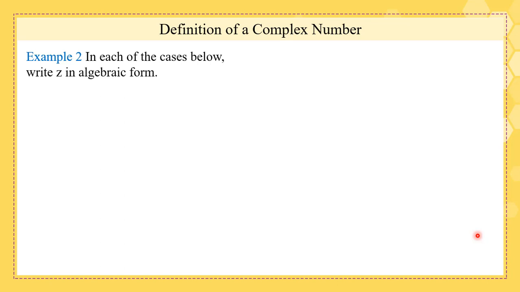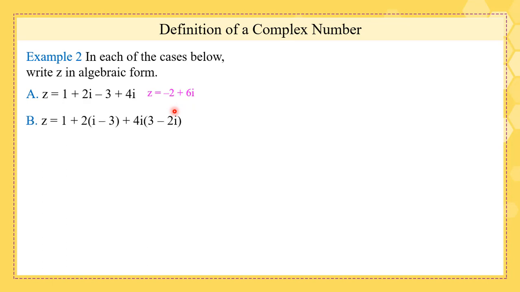Okay, let's continue with the second example. We need to write z in algebraic form. Remember, algebraic form means a plus ib, so we need to simplify. If we just simplify here, we deal with complex numbers as if we are dealing with real numbers. In other words, what is 1 minus 3? It will be minus 2. And what is 2i plus 4i? It will be 6i. And this is the algebraic form, and in this form we can see that a is negative 2 and b is 6.